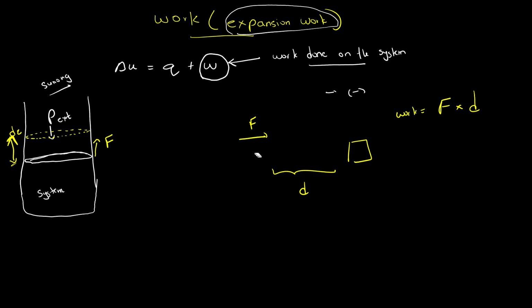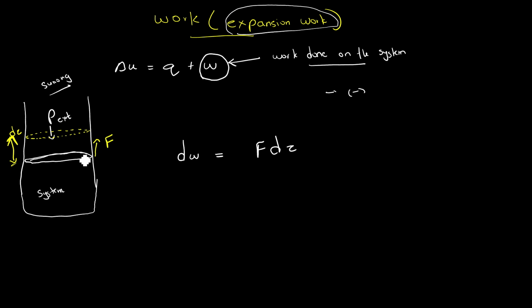So let me erase this. Now we need the work done by the system. How can we calculate it? Here I will write dw, because it's the change of work. I can write it as F, the force, and dz, the distance. Now, you can see here I have written a positive value, but in a previous video I explained why the work done by the system should be negative. Here also the work is done by the system. The system is pushing the piston away, so the system has done the work, which means this work has to be negative. So we need to apply a negative sign to satisfy that condition.